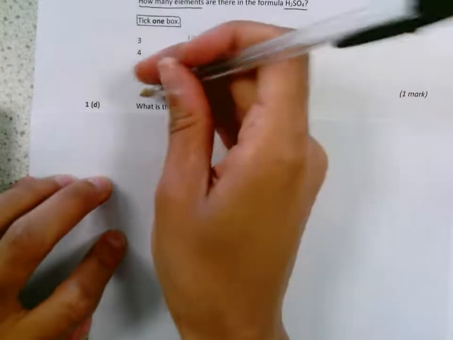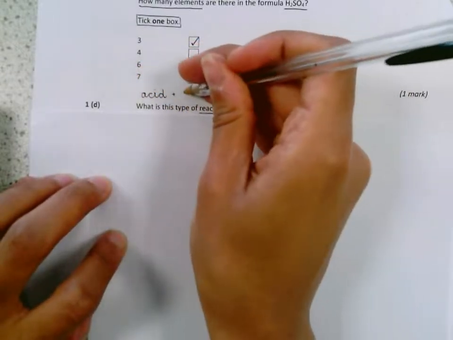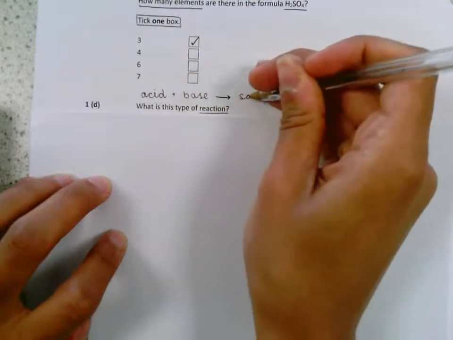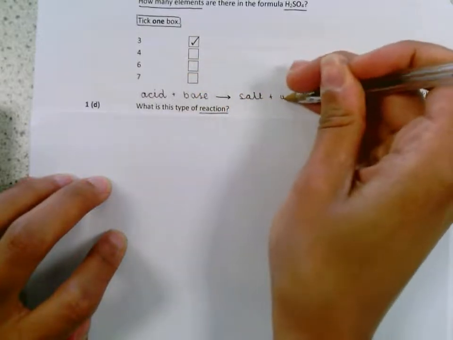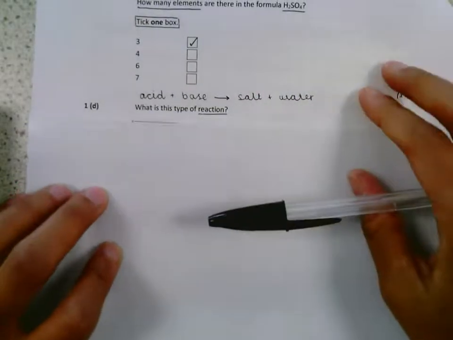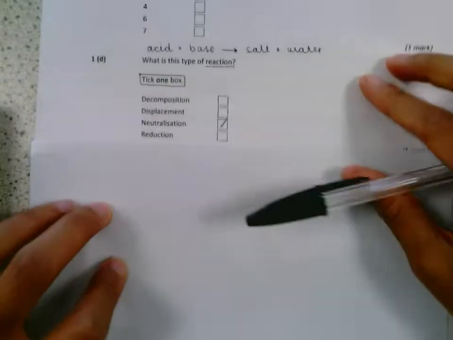What is this type of reaction? So as we said, it's acid plus base changes into salt plus water. Both products are neutral. This is a neutralization reaction.